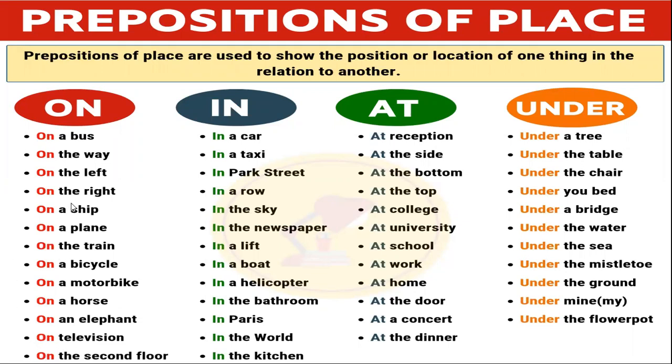So these from here, the place, it refers to the place. Bus, it refers to where the event happened, in the bus, where it happened on the way. So like that we can use "in" here. Where we can use in a car, in a taxi, in Park Street, in a road, in the sky, in the newspaper, in a lift, in a boat, in a helicopter, in the bathroom, in Paris, in the world, in the kitchen. So here we can use "in".